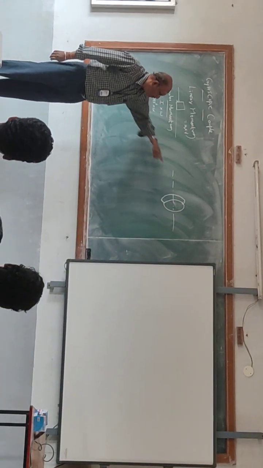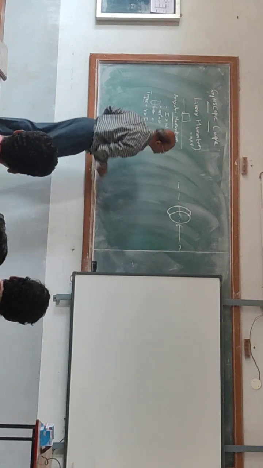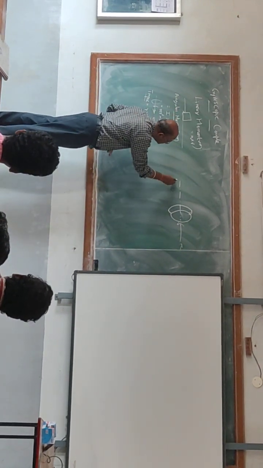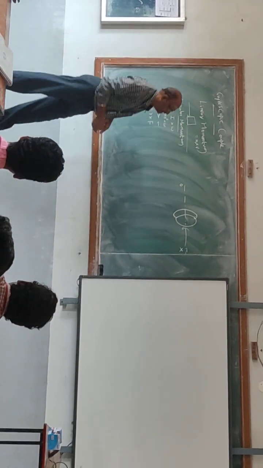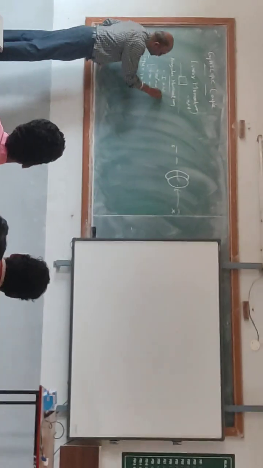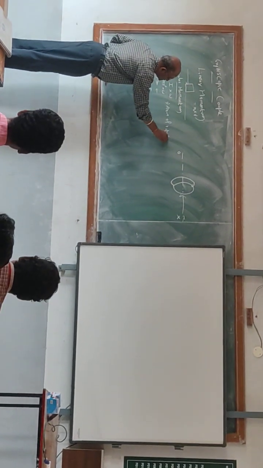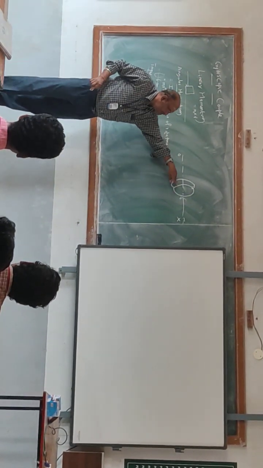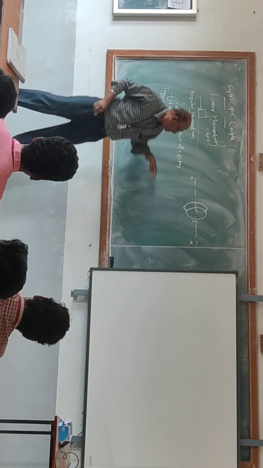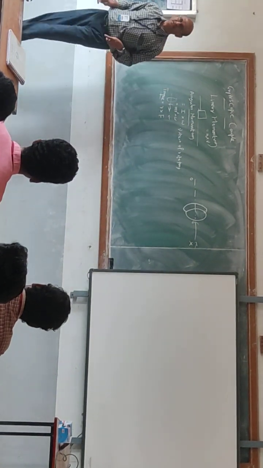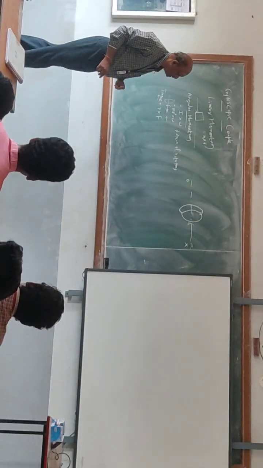A rotating disc rotates about its own axis in the anti-clockwise direction, as you see. Consider a disc rotated at a particular angular speed omega about the axis OX. Here OX is the axis of rotation, the axis about which the disc is rotated.